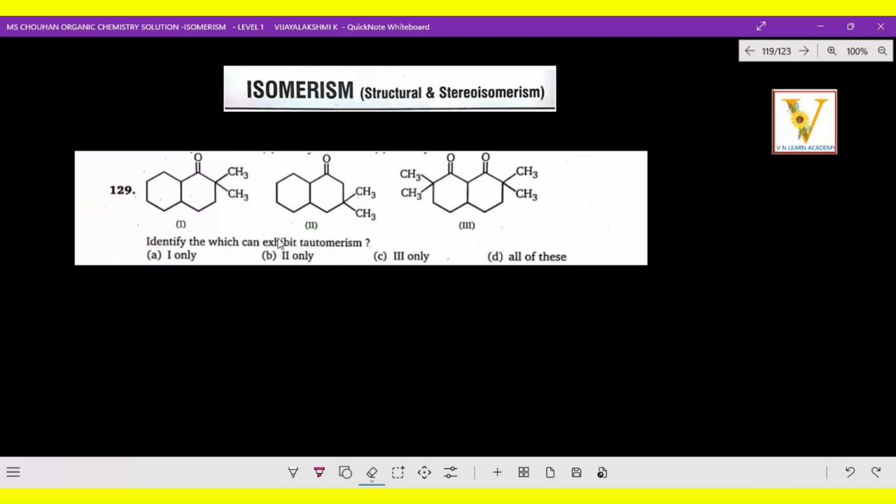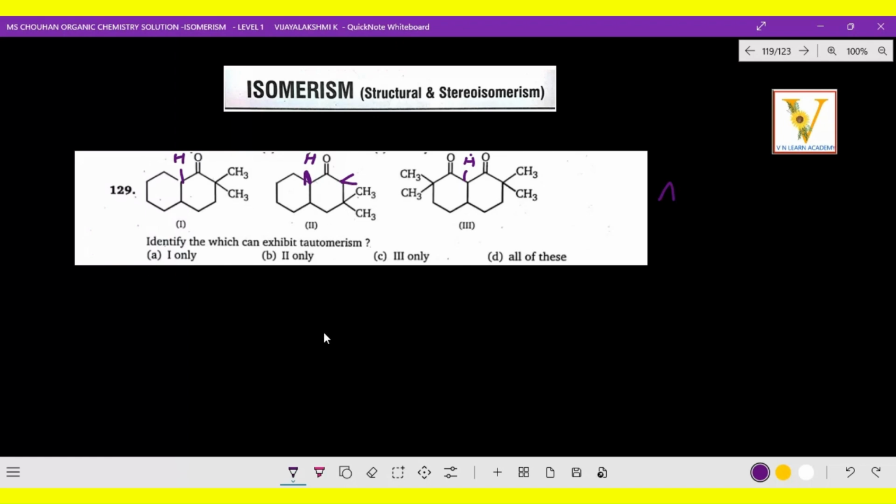Identify which can exhibit tautomerization, that is tautomerism. In this one, do you find any double bond in the ring? No, we cannot find it. Wherever the keto group is there, the adjacent carbon has alpha hydrogen. So alpha hydrogen is available here, and at this point also alpha hydrogen is present, and this point also. That is an active methylene group, 100% alpha hydrogen is available. So definitely you can identify that enolization is possible.